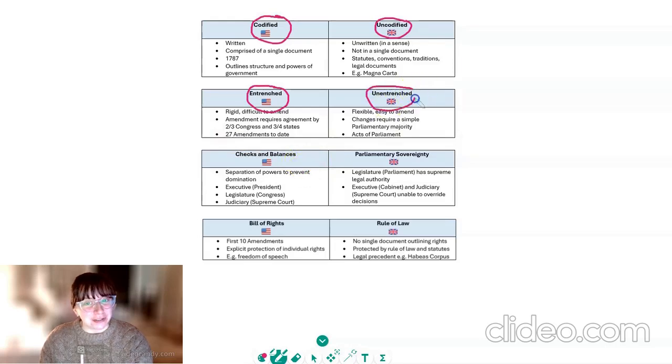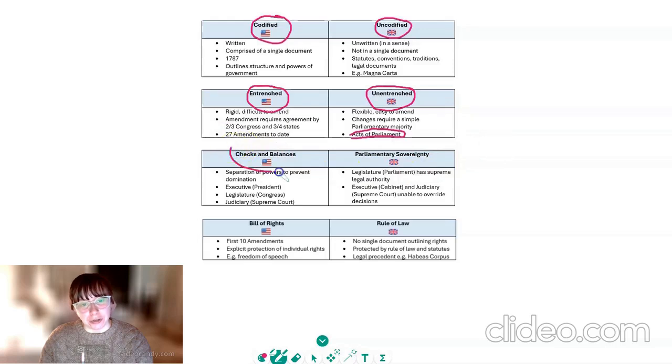But the UK Constitution, on the other hand, the fact that it's uncodified lends it a lot of flexibility. It's very easy to amend. Any kind of change requires just a simple parliamentary majority. So it's any act of parliament, basically. And there's been so many, far more than 27, as would be in the US's case.